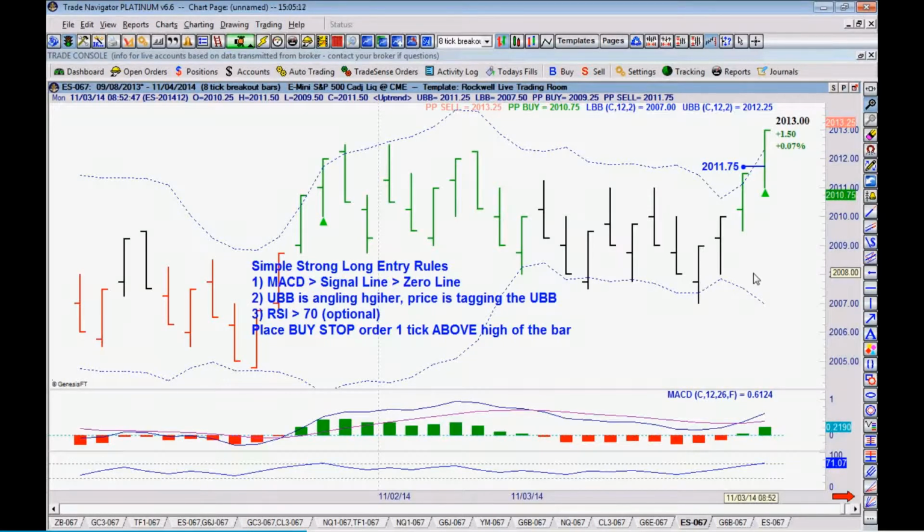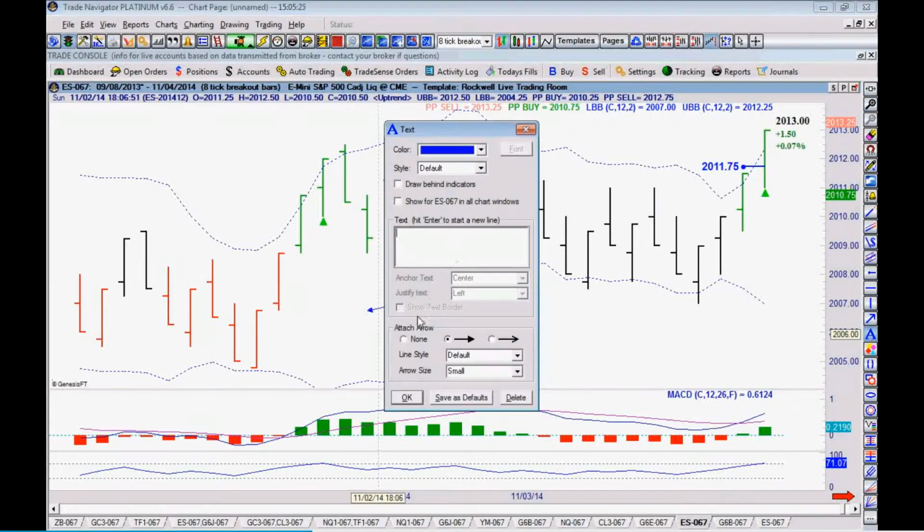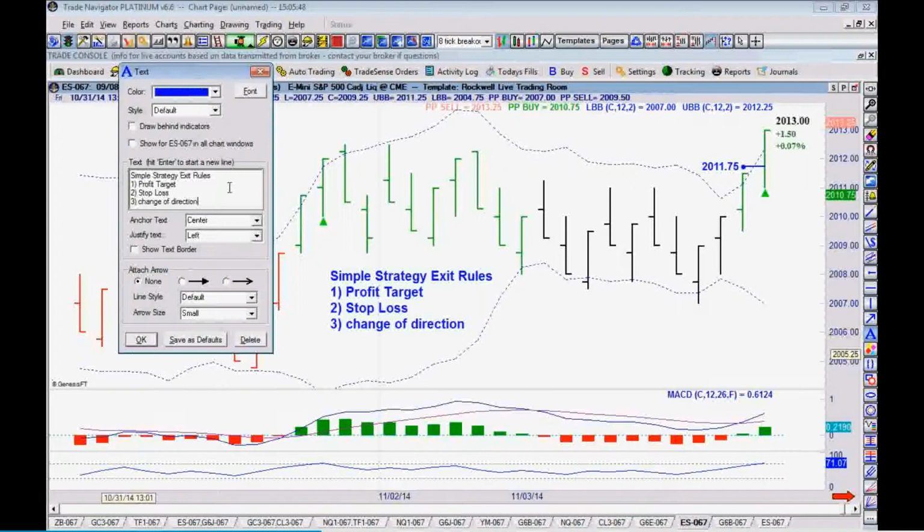Now, once we're in a trade, many people will say that getting into the market's easy. It's getting out that will make or lose you money. And so getting out of the market is extremely important. And we have three things that determine whether or not we should get out of the market. So simple strategy exit rules would be, number one, a profit target. Number two, stop loss. Number three, change of direction. So we're looking for one of these three things to take place for us to get out of this trade.